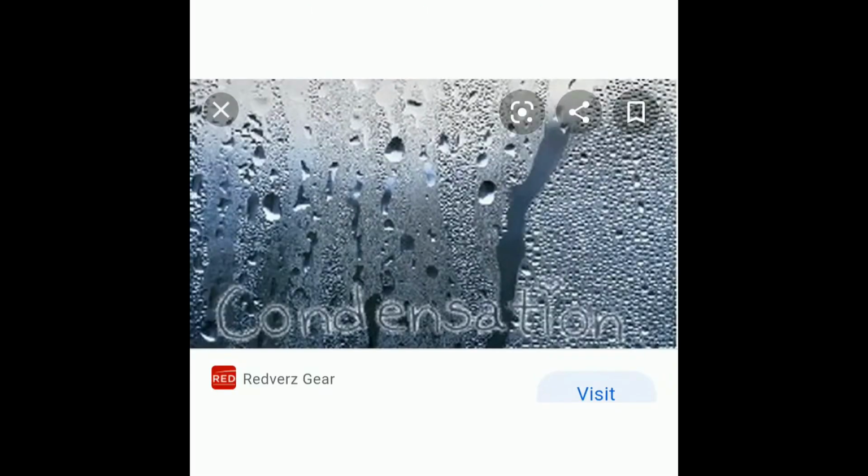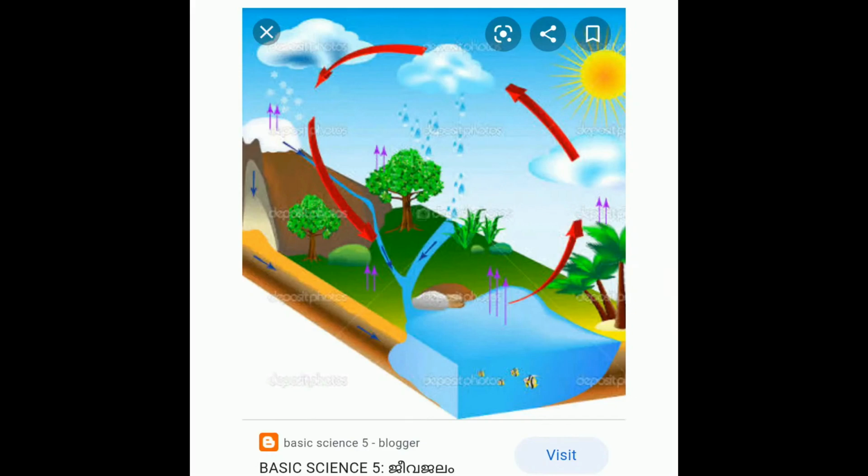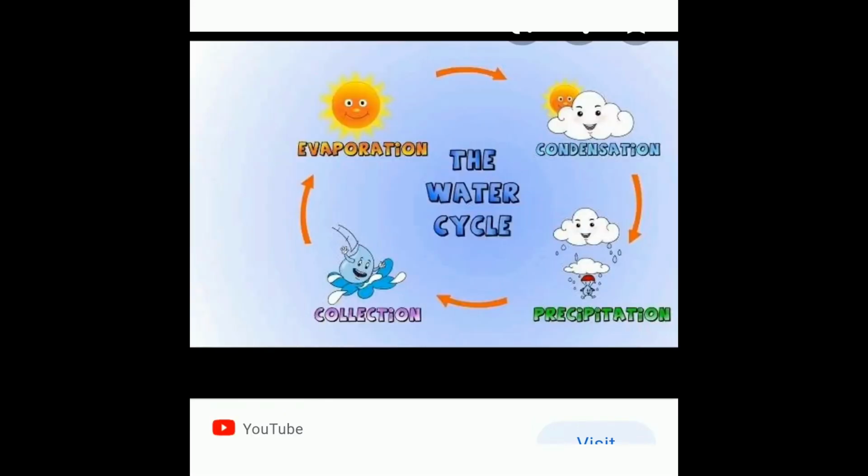Water from the water bodies absorbs the heat of the sun and becomes water vapor. This water vapor cools and becomes clouds. Clouds cool again and start rain. The water again reaches earth. Then it heats again and this process repeats. It's a cyclic process, so it is termed the water cycle.